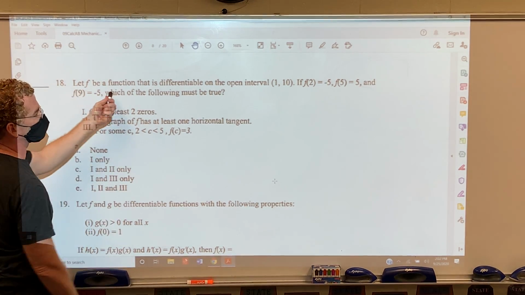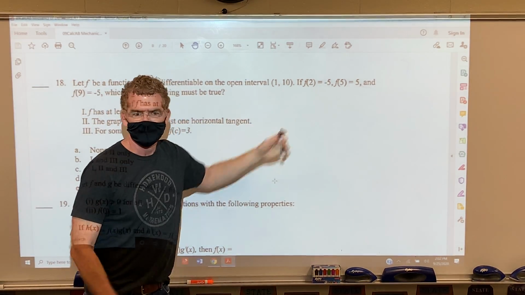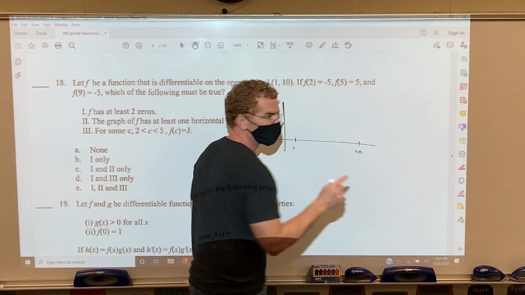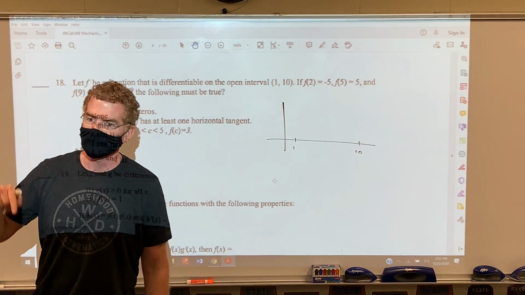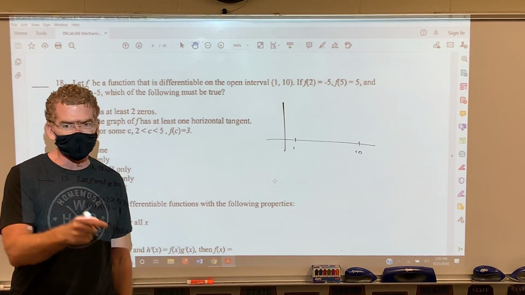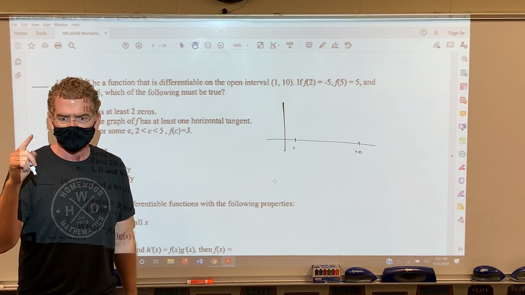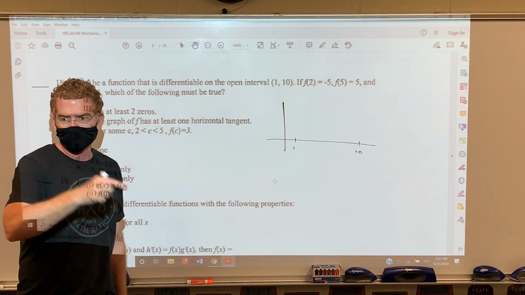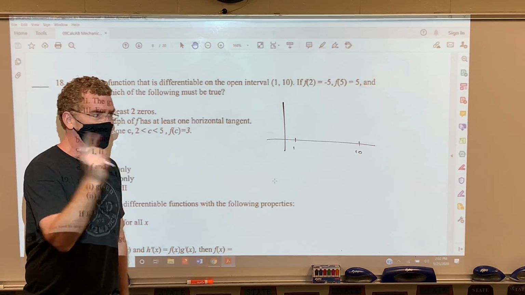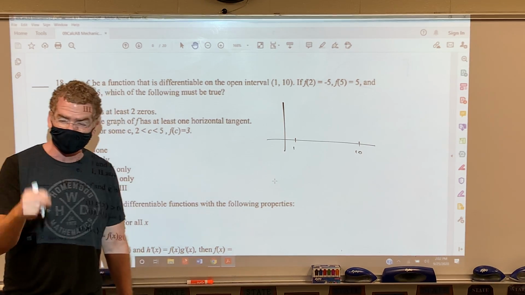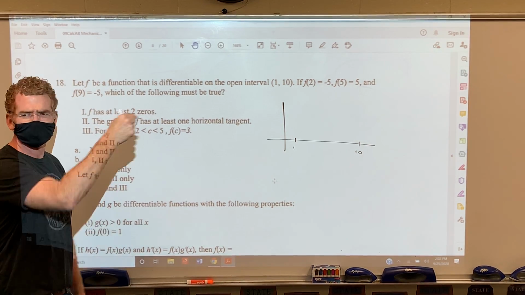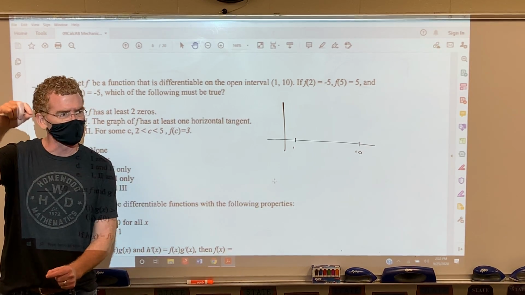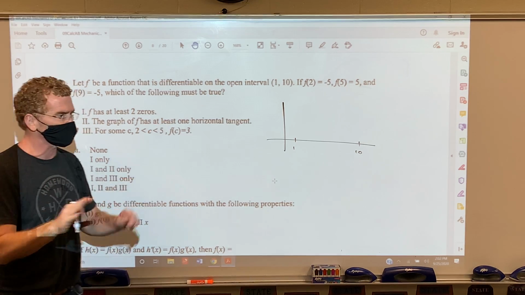Let f be a function that is differentiable on the interval from 1 to 10. So you know there's some function from 1 to 10 that's differentiable. If it's differentiable, not only is it continuous, but you know there aren't any corners, cusps, or weird goings-on. So definitely continuous. Are there jumps with continuity? Can you just go from here to here? No. So nice and smooth and continuous with no crazy business.